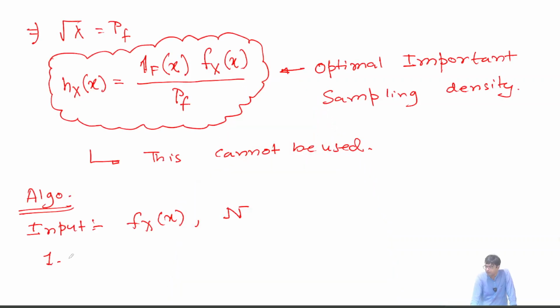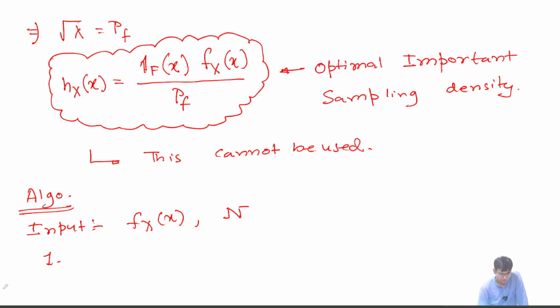Okay. So how will the algorithm look with the FORM approximation that I was talking about? Algorithm. Input is f(x), and n. Step 1, you will solve the FORM problem to find out x star or z star.